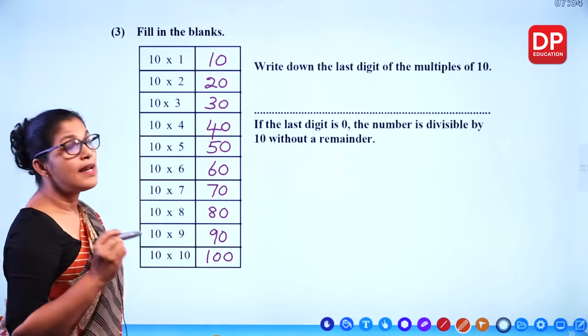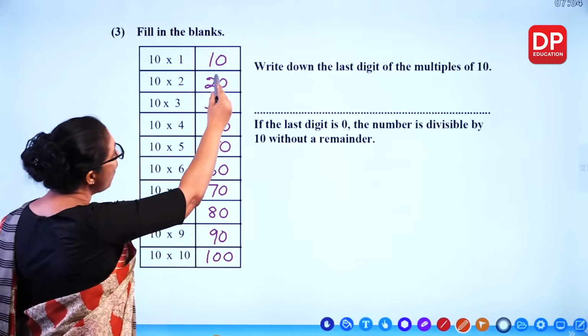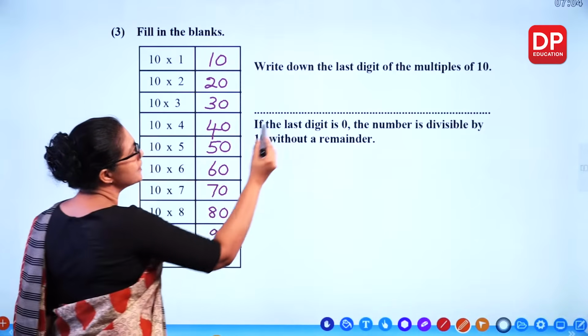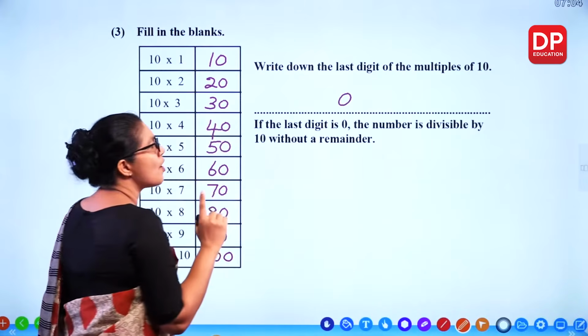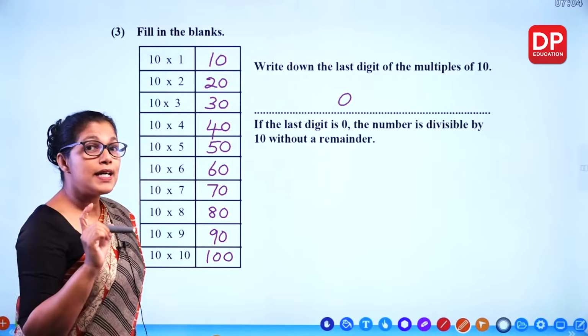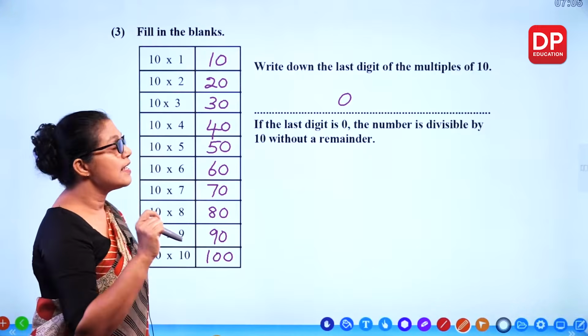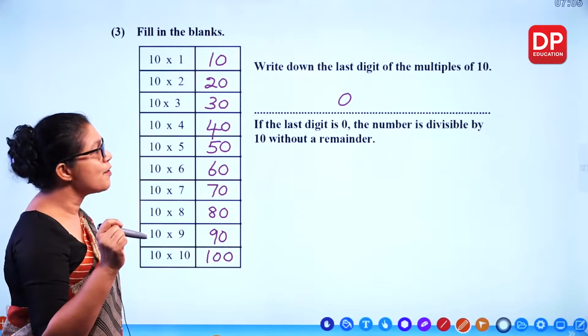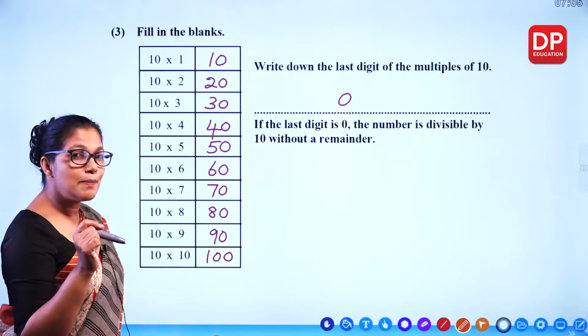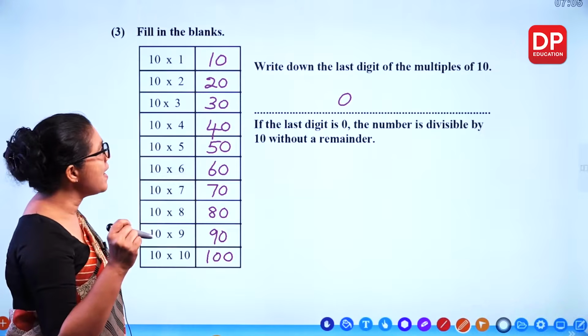Look at the last digit. All are zeros. So how do we find out whether a number is divisible by 10? Look at the last digit. If the last digit is 0, the number is divisible by 10 without a remainder.